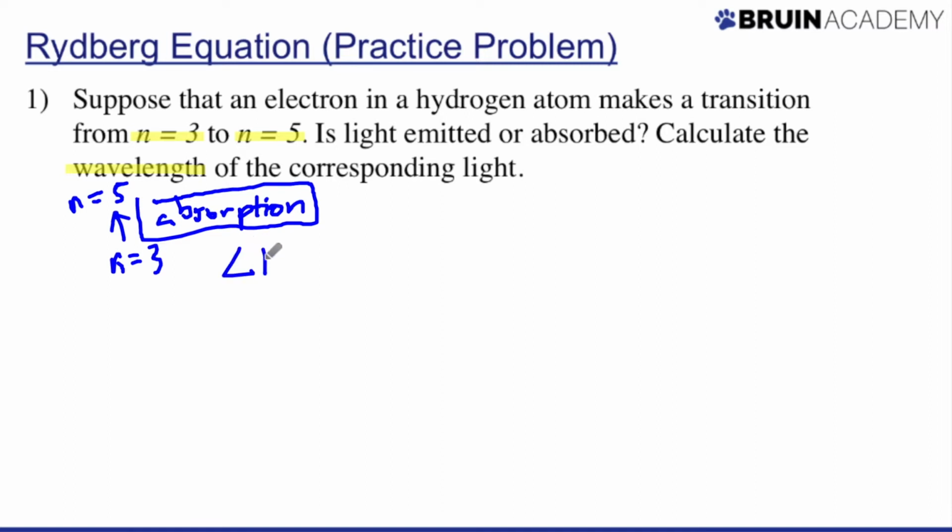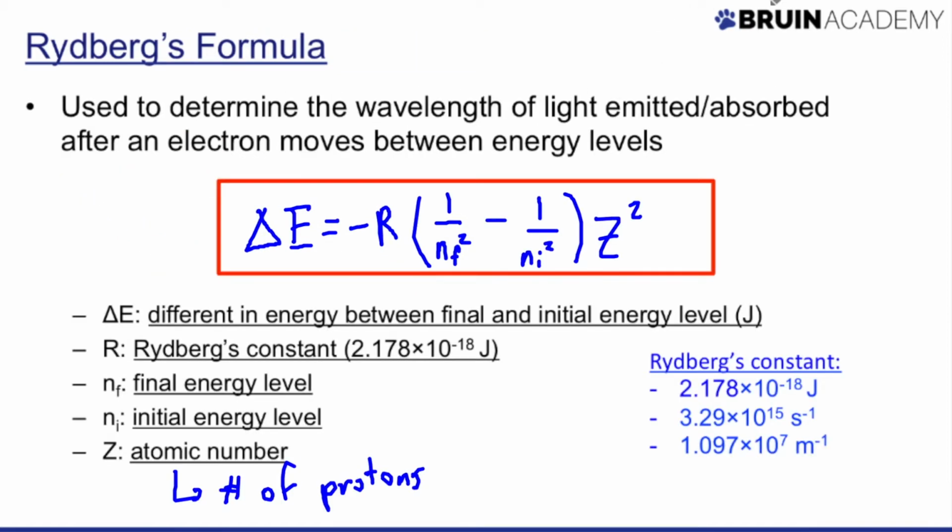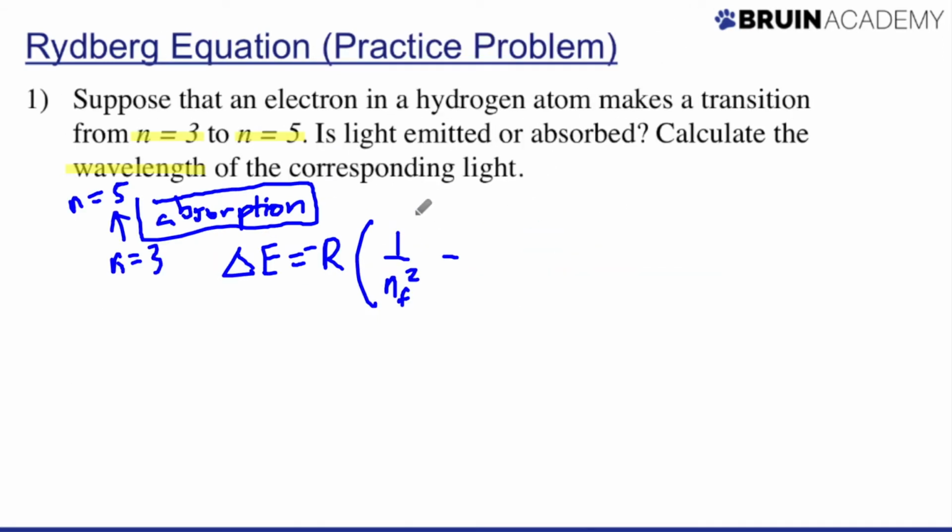So I write the Rydberg formula. That's my first step. Delta E is equal to R times, excuse me, it should be a negative here. Let me just make sure. Yeah, so there is a negative here: 1 over nF squared minus 1 over nI squared times Z squared. Here we're dealing with a hydrogen atom, and the number of protons in hydrogen is just 1, and so this will cancel out to 1. If it was a lithium or a helium, we would have to plug in a 2 or a 3, etc. Okay, and then we just start plugging in.